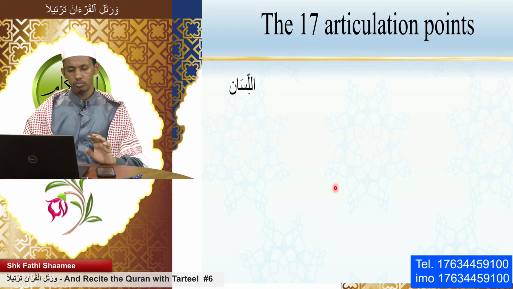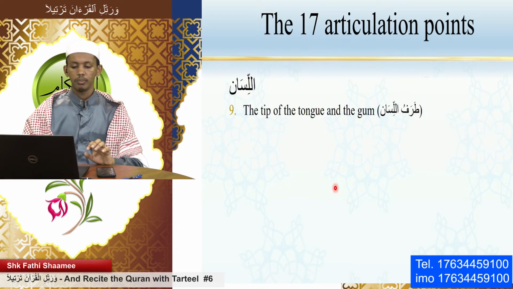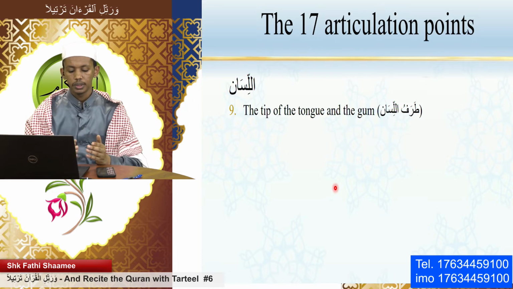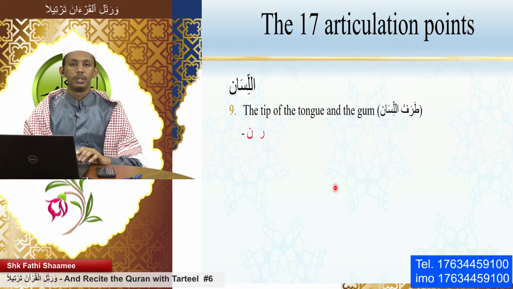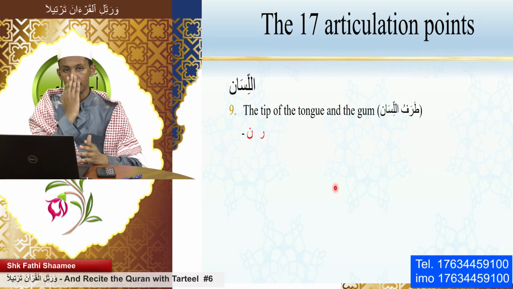Continuing on with the articulation points that are in the al-lisan, the tongue. Number 9 is the tip of the tongue and the gum. So the tip of the tongue and the gum, when they come together, so taraful lisan is the tip of the tongue. We have noon and ra, an and ar. When you say ar, this is the tip of the tongue, as well as the upper gum.